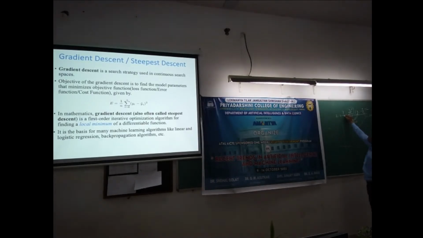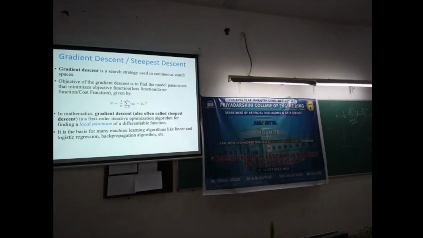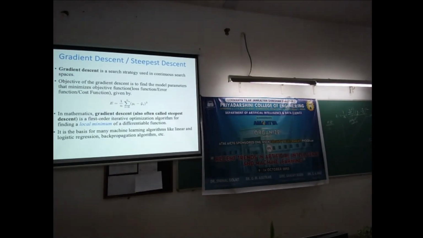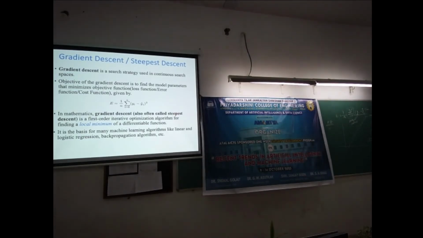Now this error is 1 divided by n, because we are doing an average. So this is called the mean squared error. You might have heard it many times. You are a student of machine learning, or otherwise also you might know it. Mean squared error. So this is the error.